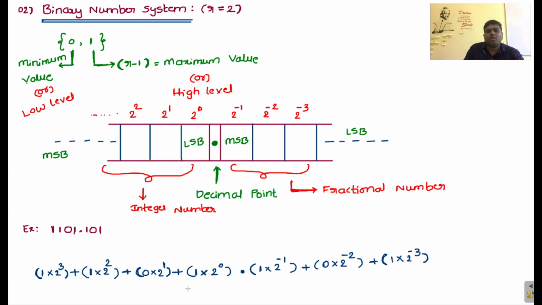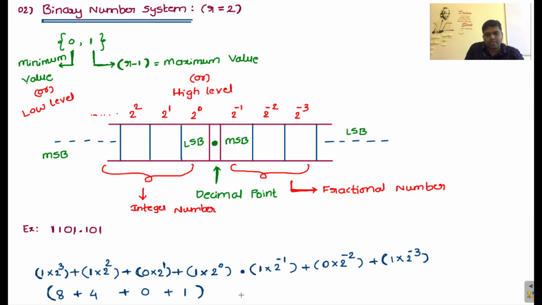Now you can solve all these things. How much will you get? 2 power 3 into 1, that means 8. And plus 2 power 2, that means 4 into 1, so 4, plus 0 into 2 power 1, obviously you will get 0, plus 1 into 2 power 0. 2 power 0 means 1, 1 into 1 means you will get 1. This completes your integer summation.